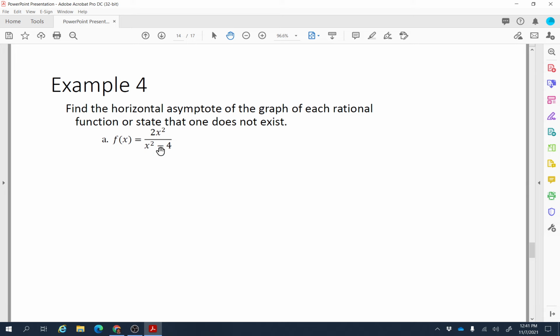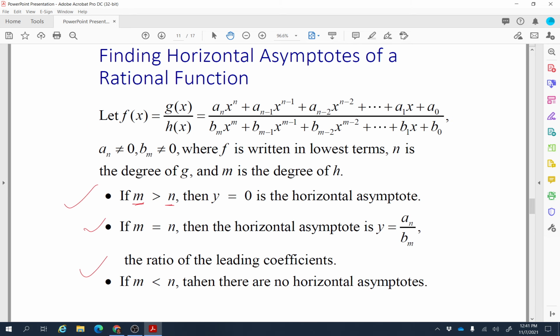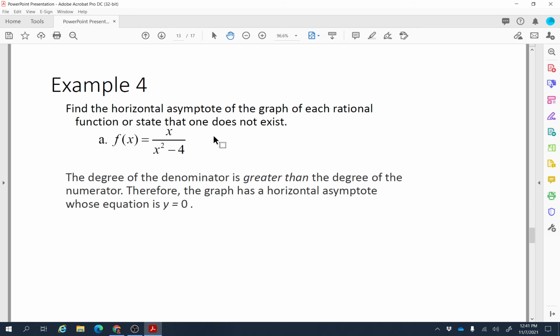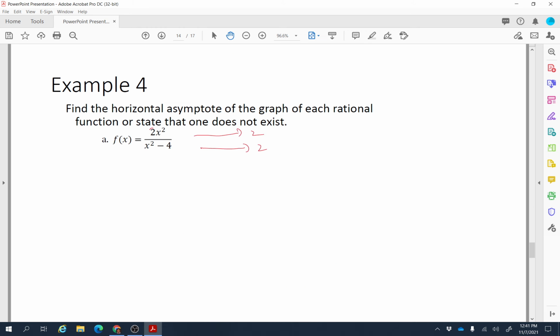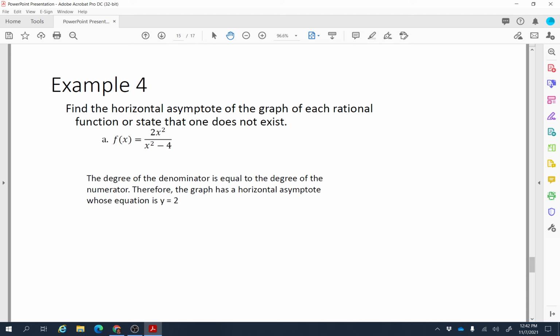Another example, look at this function. The degree on the top is 2. The degree on the bottom is 2. So that means they have the same degree. If you go back to that rule, if they have the same degree, the horizontal asymptote comes from the coefficient of the highest degree term over the coefficient of the highest degree term. In this case, the coefficient of the highest degree term on the top is 2. The coefficient of the highest degree term on the bottom is 1. So y equal to that value, which is y equal to 2, is your horizontal asymptote. The degree of the denominator is equal to the degree of the numerator. Therefore, the graph has a horizontal asymptote whose equation is y equal to 2.